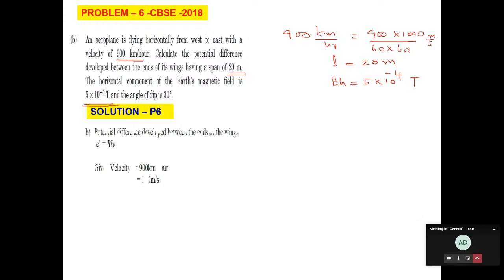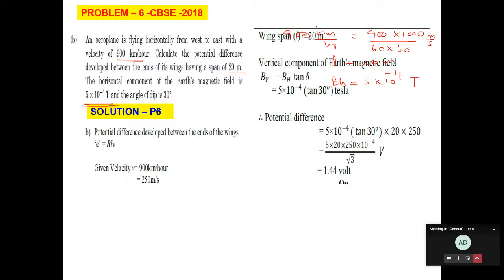Let's see how we can solve this. E is equal to BLV. When we convert the velocity 900 km per hour into meter per second, we get 250 meter per second. The wingspan, that is L, equals 20 meters. Then the vertical component we have to find out. The horizontal component of Earth's magnetic field is given as 5 into 10 power minus 4 Tesla, and the angle of dip is also given as 30 degree.